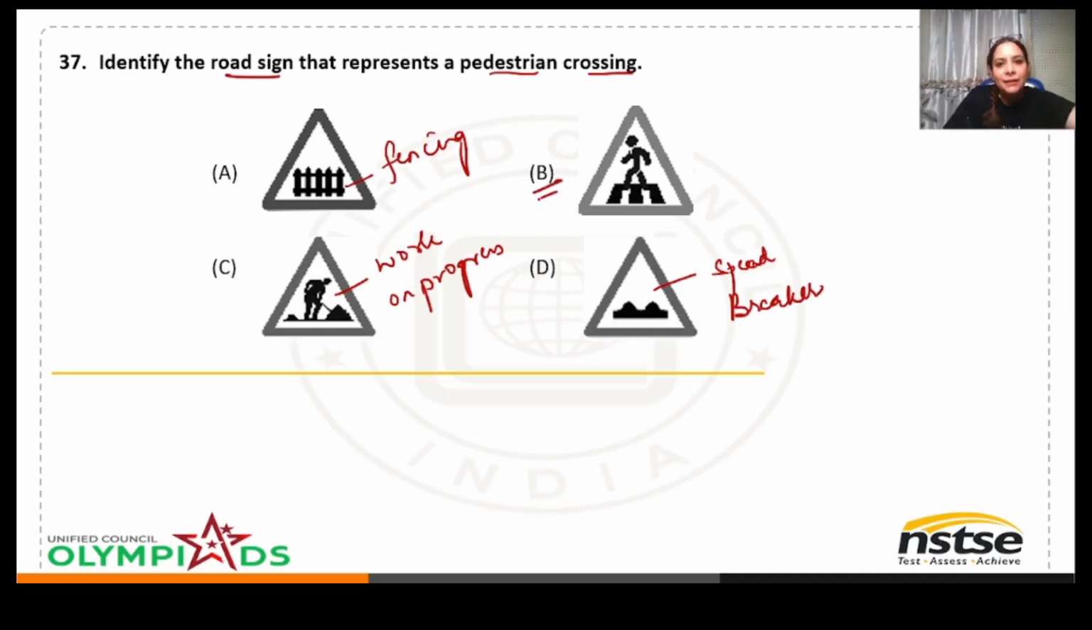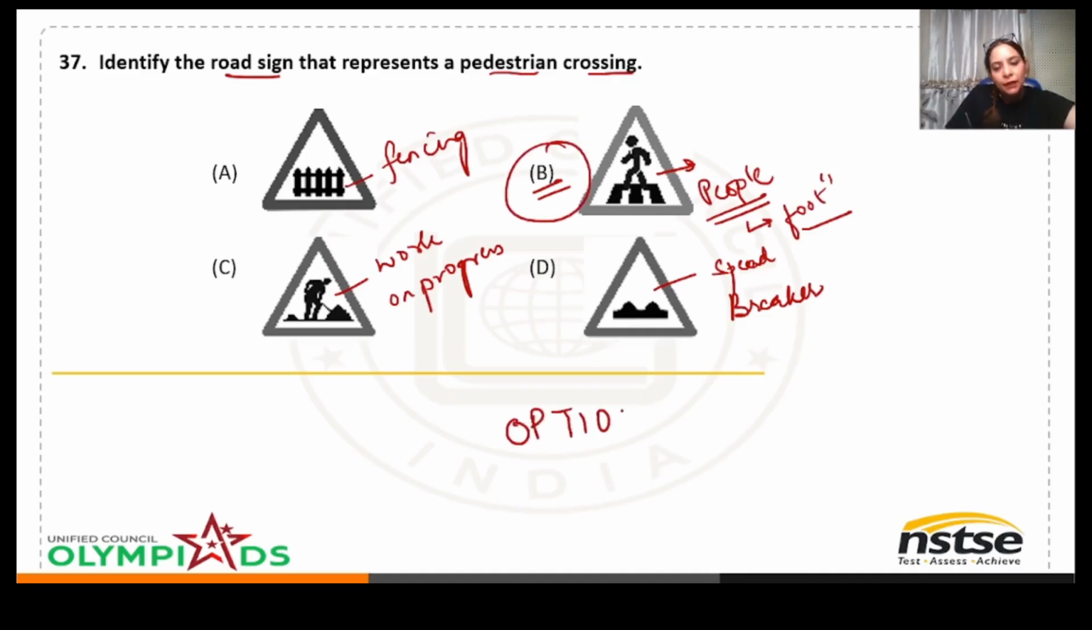And B indicates, you can see a person walking, so it indicates a pedestrian crossing. That means to slow down, because this is a particular path meant for the people who are crossing the road by foot. They are moving by foot and they are crossing the road. So which one is the correct answer? Option B. Road sign B indicates a pedestrian crossing, that is to slow down so that the people who are walking can cross the road.